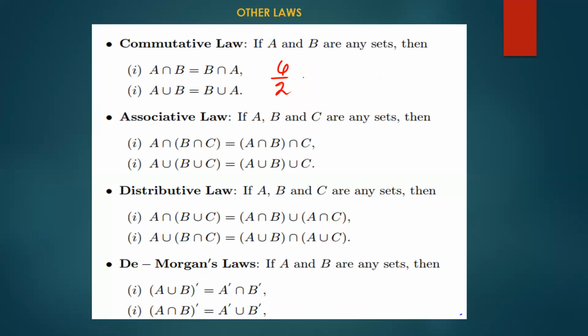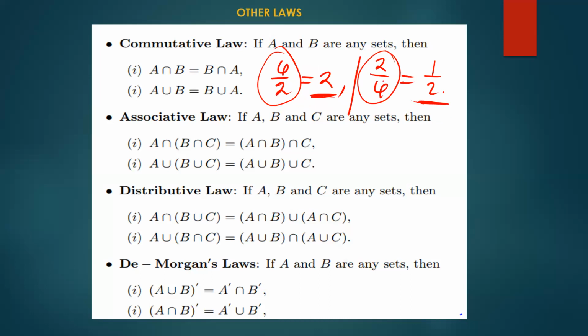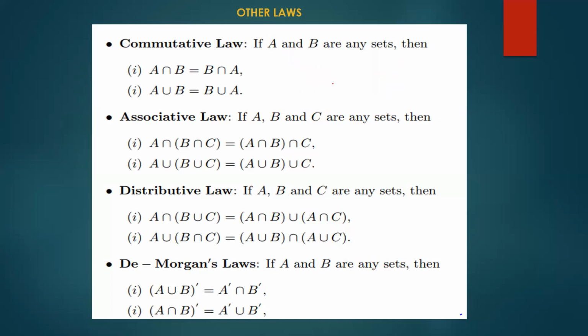4 divided by 2, the answer is 2. Then 2 divided by 4, the answer is 1/2. This implies that division does not obey the commutative law because the answers that we've got on this side are different. The same applies to sets.